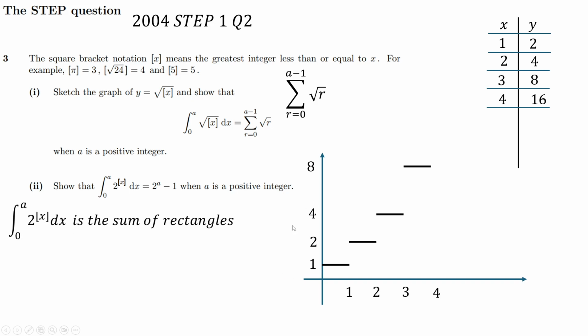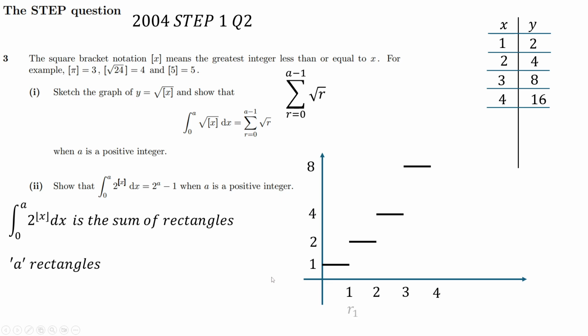Now, this here is just the sum of the rectangles because it's just the area underneath the graph. And the number of rectangles is just going to be A. Between 0 and A, so between 0 and 4 or A, you'll just have A rectangles. In the other case, in this one here, this first one wasn't even a rectangle, so you can't call it a rectangle. There was A minus 1 in this case, but here it's just A, obviously.